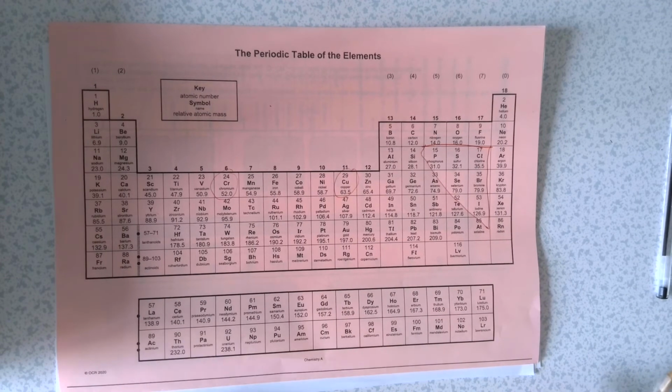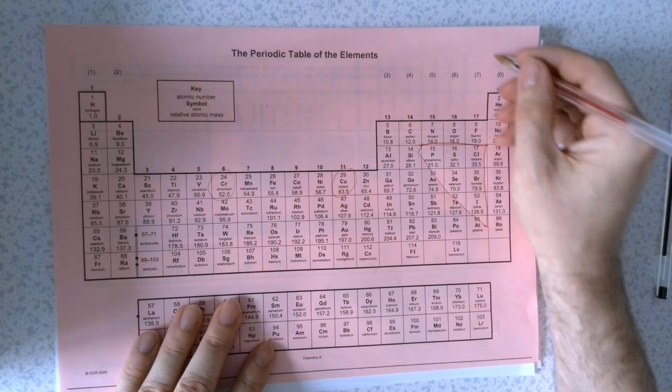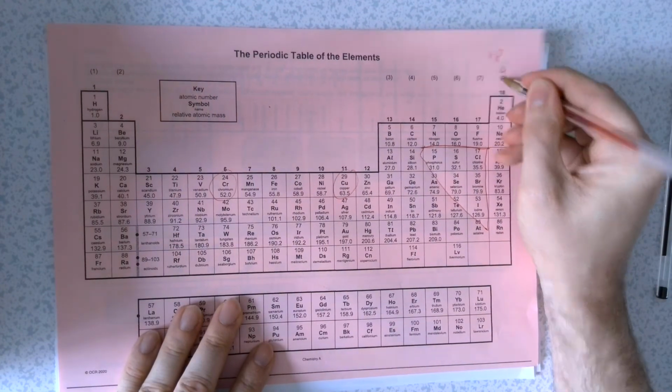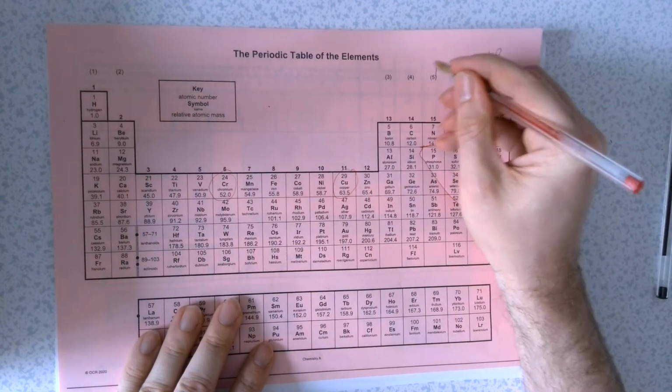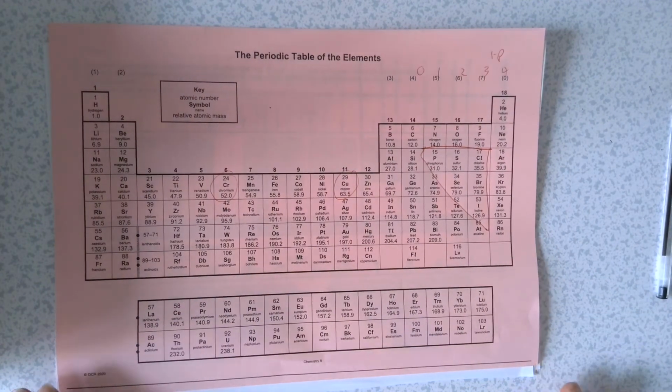Okay, so again, you could annotate your periodic table. You can just have lone pairs, 4, 3, 2, 1, 0, usually. Again, there are exceptions to the rule. So, let's do it again then.